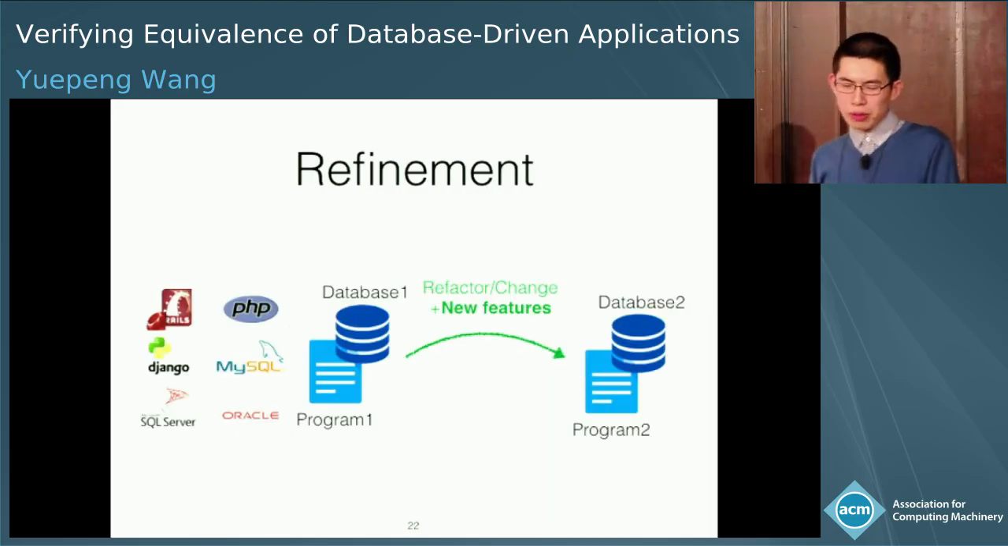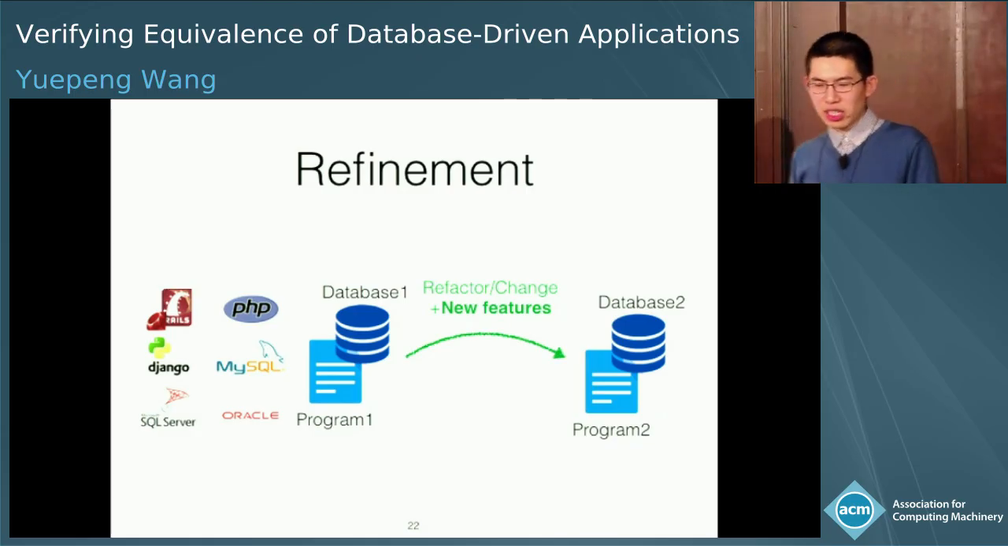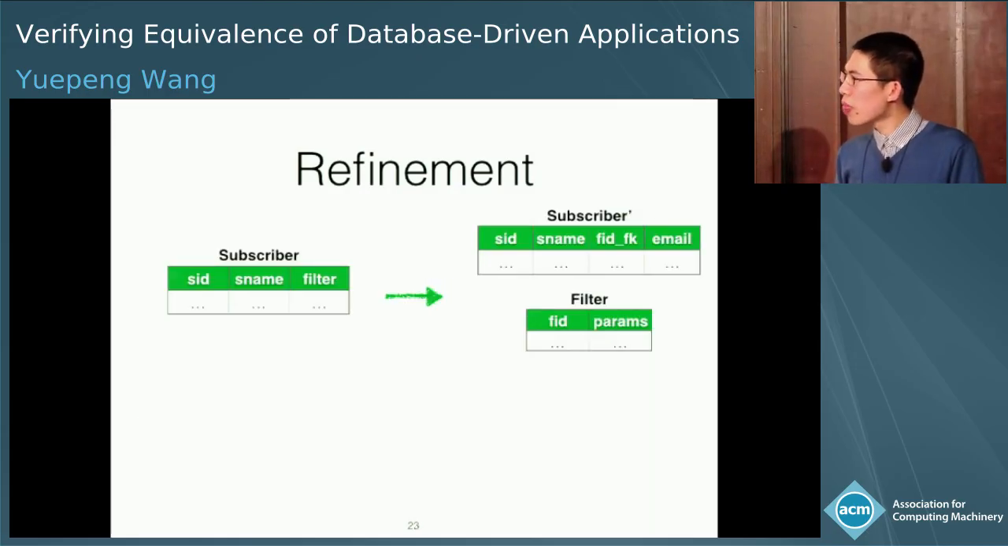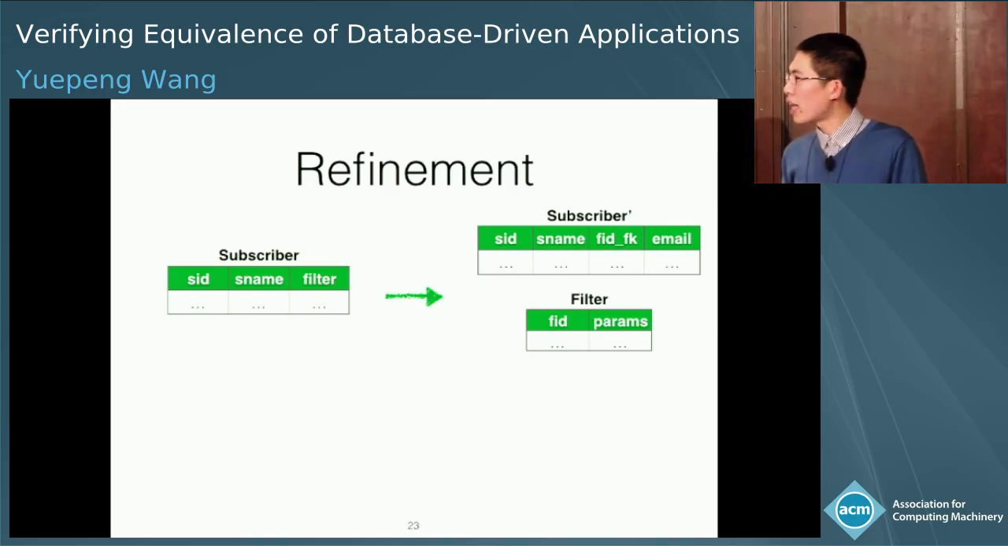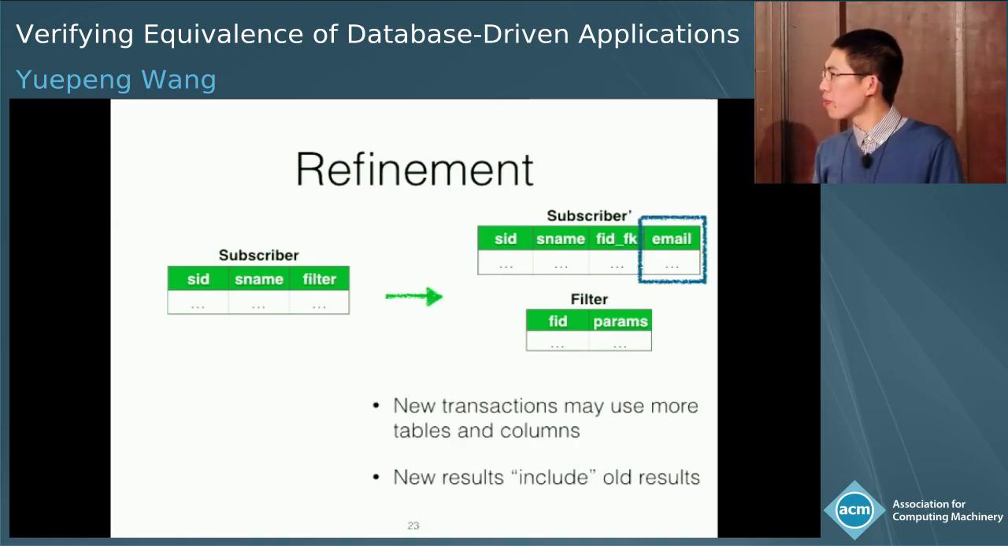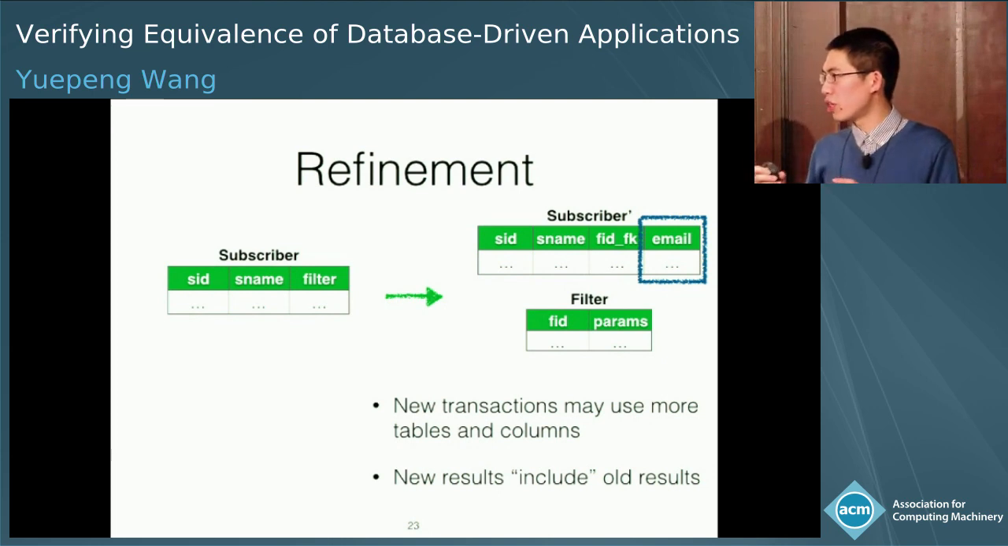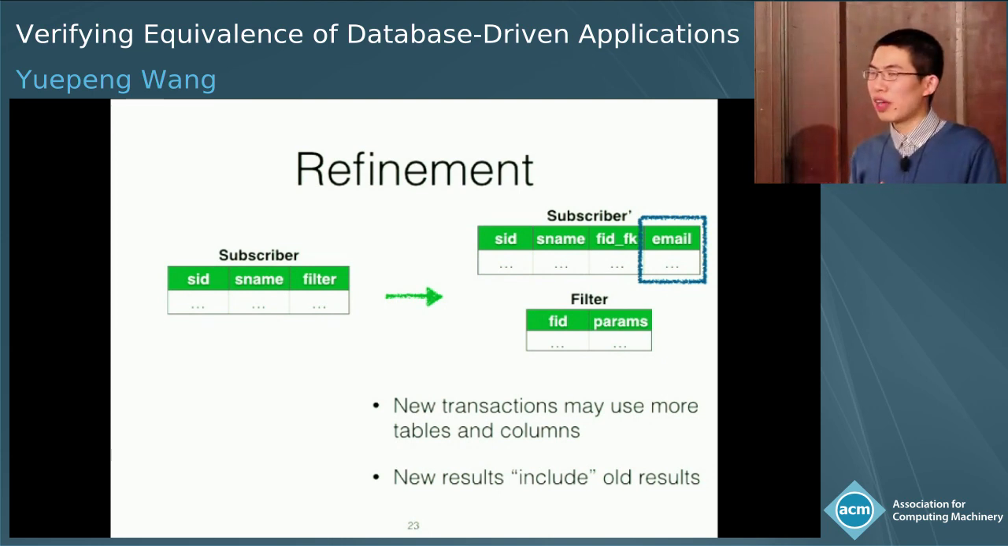So far, we have learned how to automatically prove equivalence of two database applications. You may wonder if the technique is useful in practice because the developers may introduce some new features during the schema refactoring. Let me illustrate this with a simple example. Consider again the motivating example. Suppose the developer wants to add a new column, say email, while splitting the subscriber table. Now, the new transactions may use more tables and columns, but the new query results should include the old query results to make sure no information is lost.